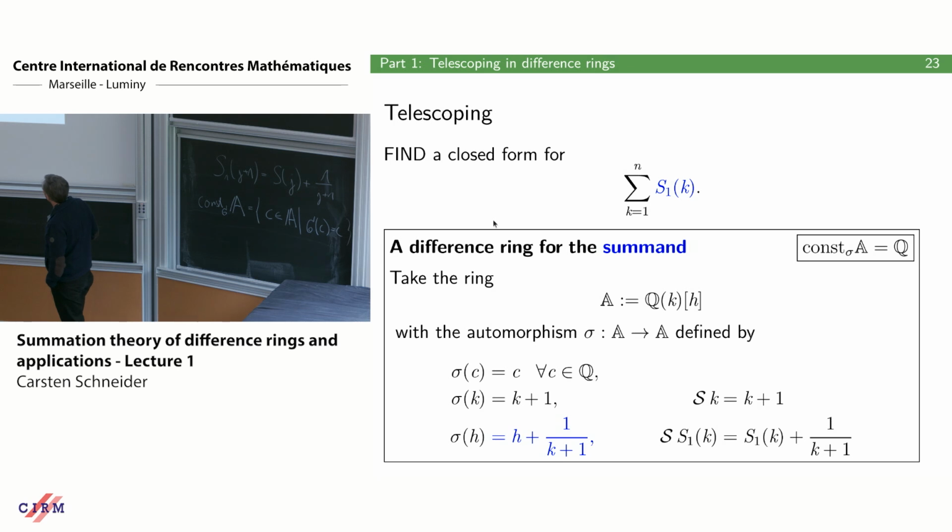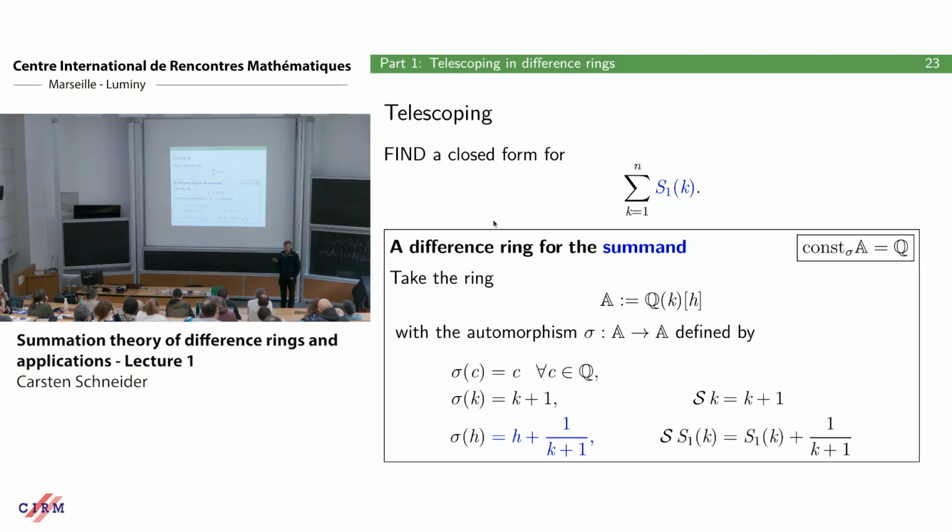So I introduce a new variable. I could go to the rational function field. This would be a field version. Now I stay in the polynomial ring version. So here we have a variable. Okay, and sigma of h is mapped to h plus 1 over k plus 1. It just models this shift behavior.